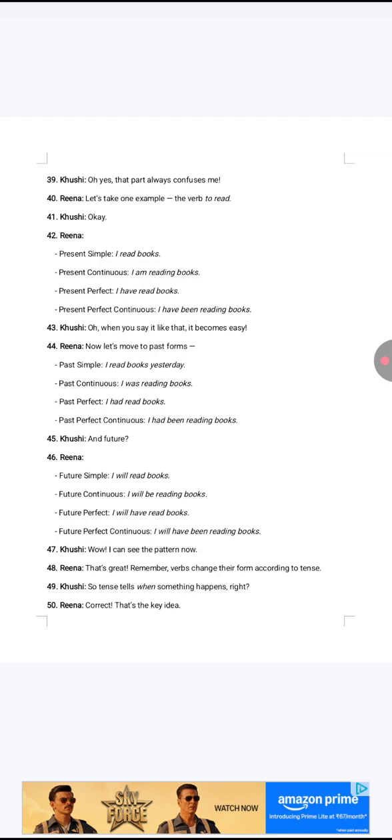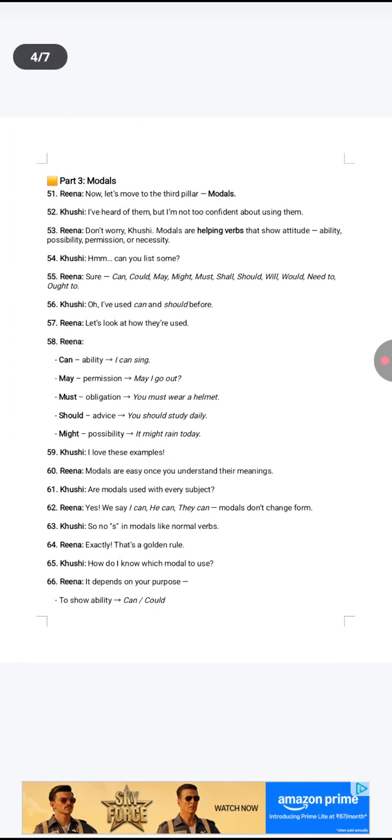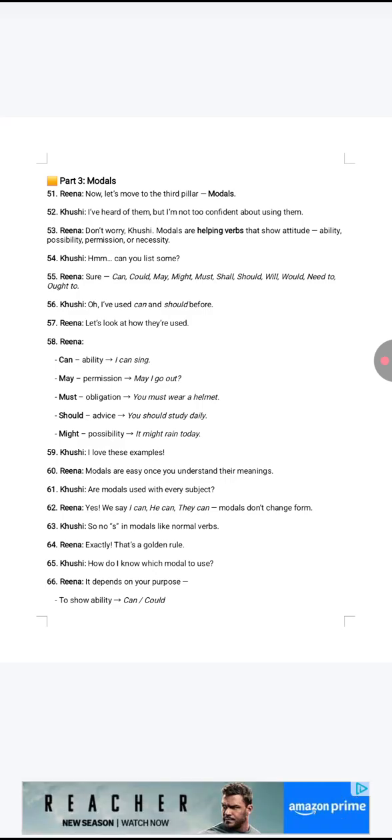Okay, this is the list of modals. Oh, I have used can and should before. Let's look at how they are used. Okay, can. Can tells us about the ability. For example, I can sing, I can write, I can dance.